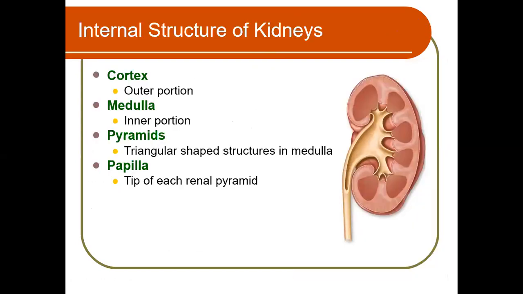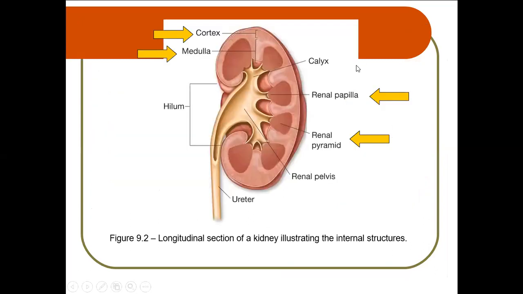We can see the internal structures of the kidney. First of all, the cortex, which is the outer portion. Medulla is the inner portion. Pyramids are the triangular shaped structures in the medulla, and the papillae are the tip of each renal pyramid. We can see here again in the figure the calyx, renal papillae, renal pyramid, renal pelvis, hilum, medulla, cortex, and here is the ureter.